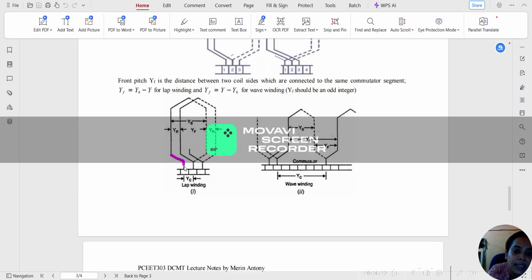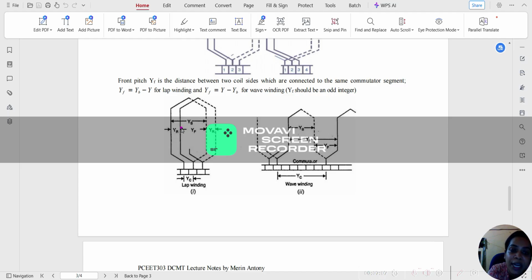You can see in this lap winding, this is our coil, right? Single coil. In a single coil, this is the first conductor and this is the second conductor of the first coil. This is the distance from the second conductor to the first conductor of the same coil, which will be called back pitch. Second conductor to the first conductor of the same coil we will be calling back pitch.